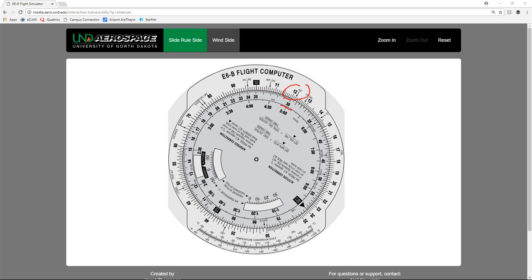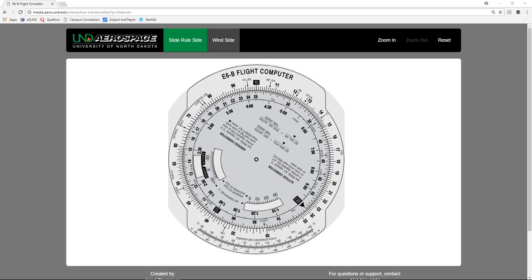So we have 120 divided by 3. If we look at the 10 index, the answer would be 40. Not 4, not 400, because neither of those would make sense. 120 divided by 3 equals 40.